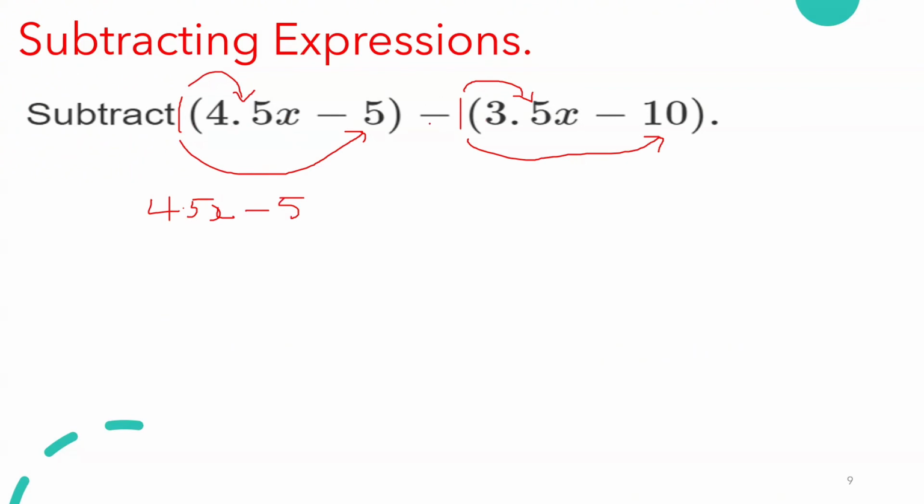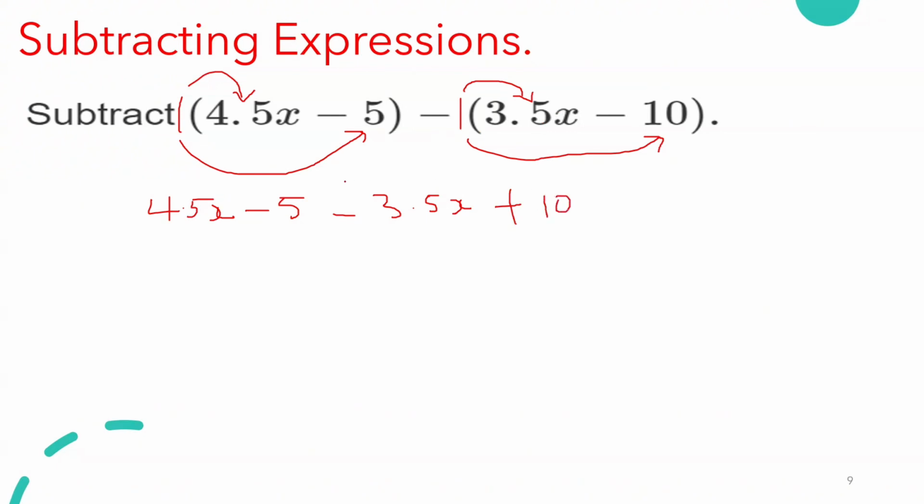Second parentheses, here we have a minus. Once you have a minus outside of the parentheses, it's going to change the sign of the terms inside the parentheses. So here we have negative 1 times positive 3.5x. That's going to be minus 3.5x. And there we have negative 1 times minus 10. That is going to be positive 10.